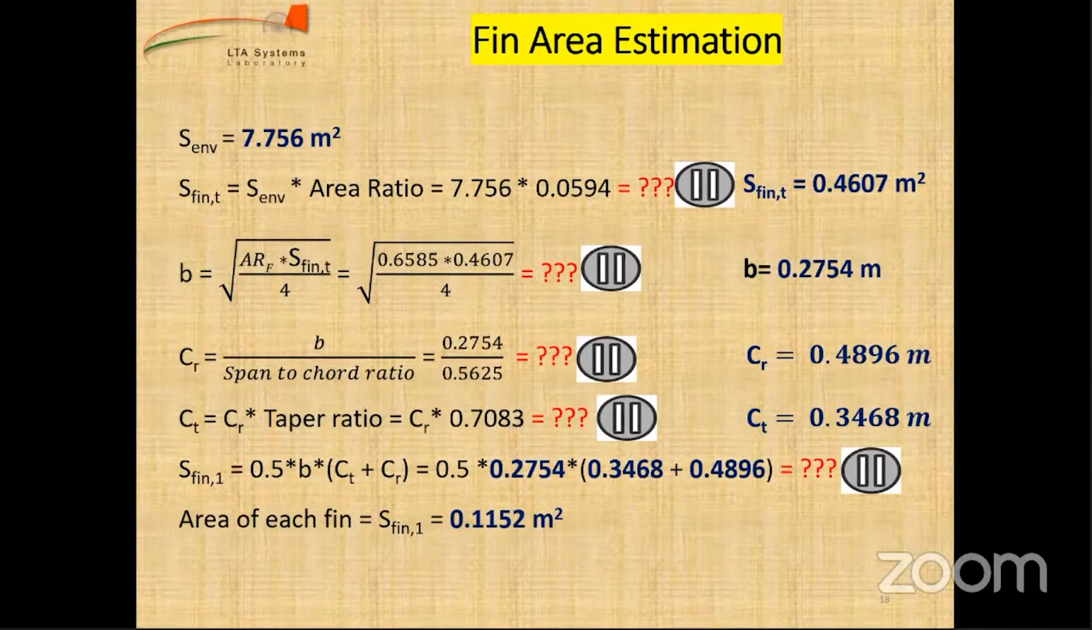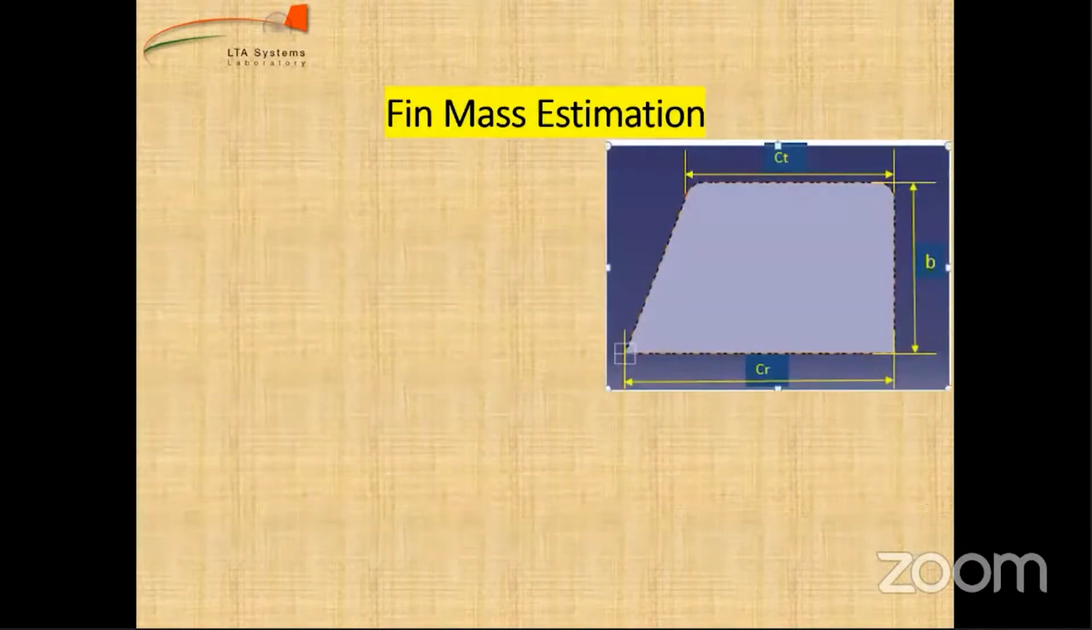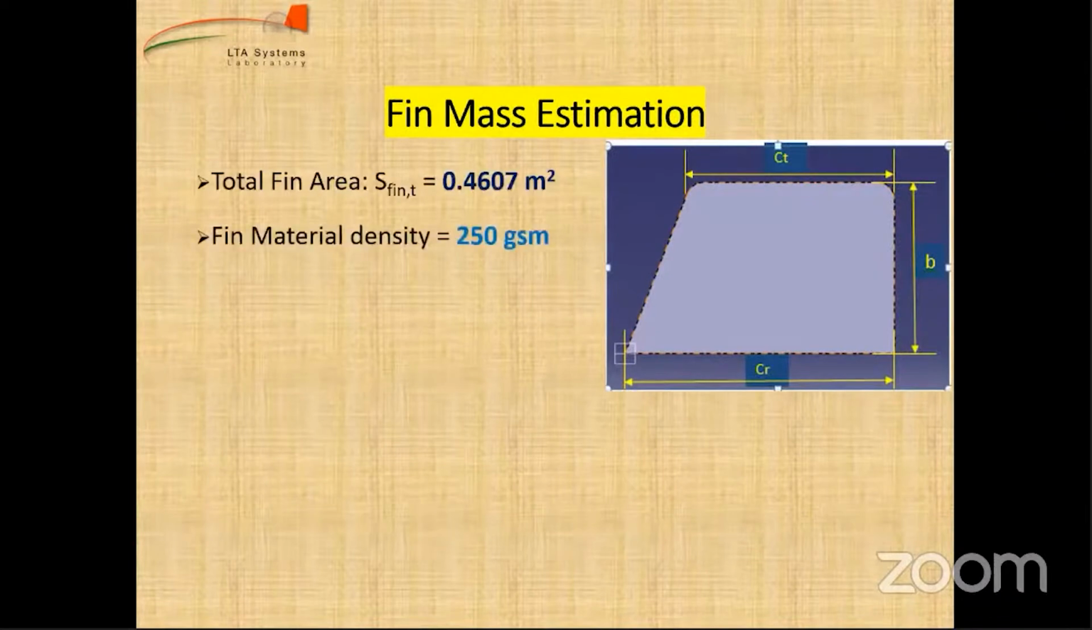Now we will be looking at estimating the weight of the fin. What will be the fin weight? For estimating the fin weight, we'll assume that the fin is made up of a material whose GSM is 250. Total fin area is 0.4607. Each fin area is 0.1152. So total fin area is 0.4607. Am I right? Yes, sir.